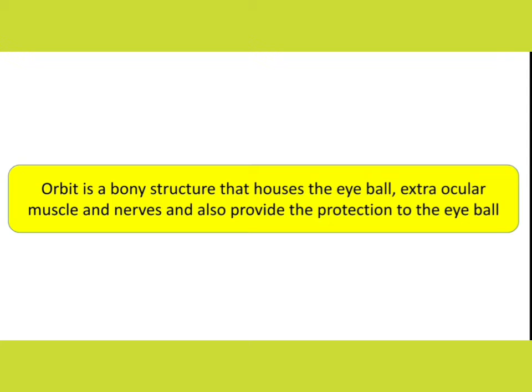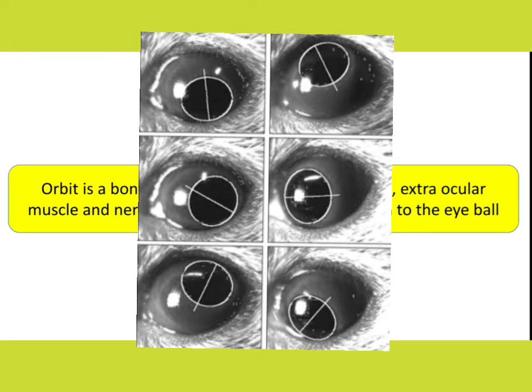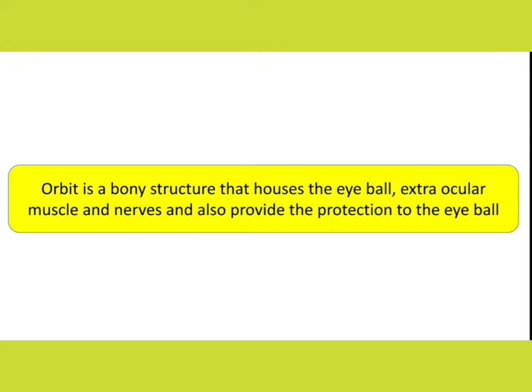So the orbit is a bony structure that houses the eyeball, extraocular muscles and nerves, and also provides protection to the eyeball. Along with giving protection to the eyeball, the orbit helps the eyeball to rotate. Yes, we all know that extraocular muscles are responsible for eye rotation in different directions, but the orbit gives the eyeball a frame, or what to say, a socket, where the eyeball can rotate properly. It can be rotation along the horizontal meridian, or along the vertical meridian, or along the anteroposterior meridian. Okay, so these are some functions of the orbit.